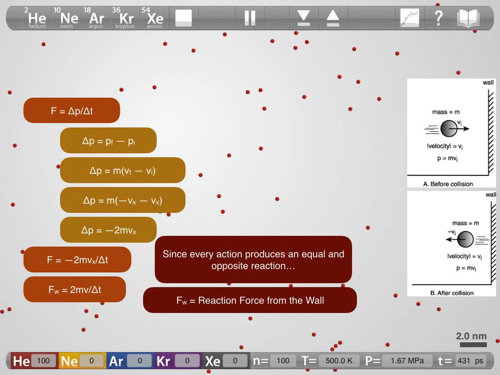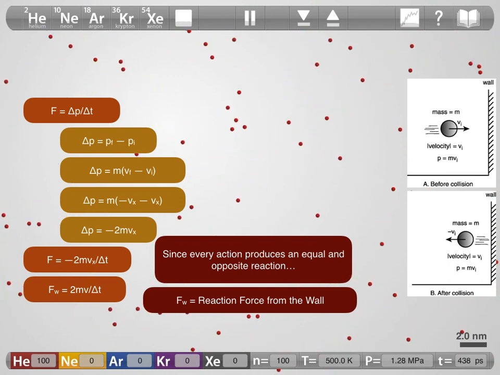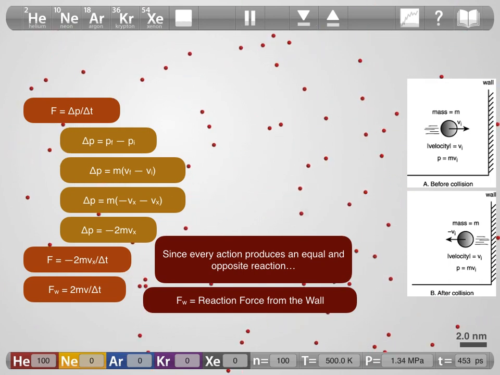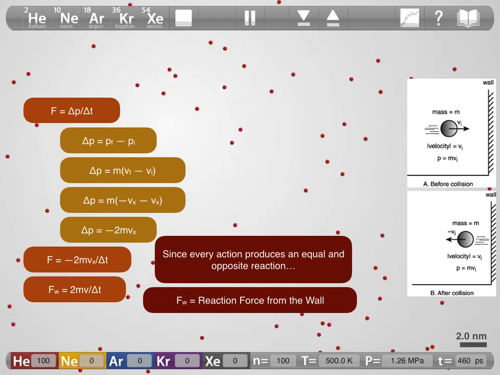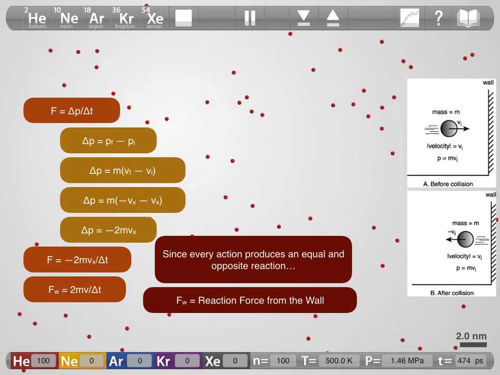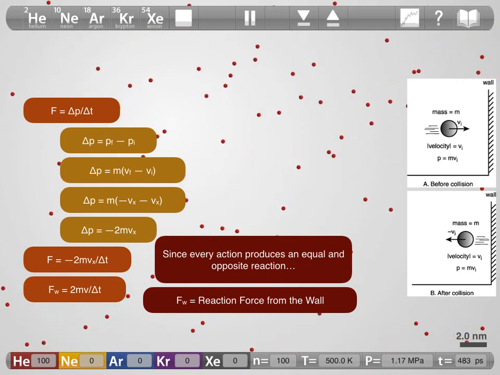Finally, since it is not the force being applied by the particles, but the reactive force from the wall that we are measuring, and since every force produces an equal and opposite reactive force, force is equal to 2 times mass times velocity divided by change in time.